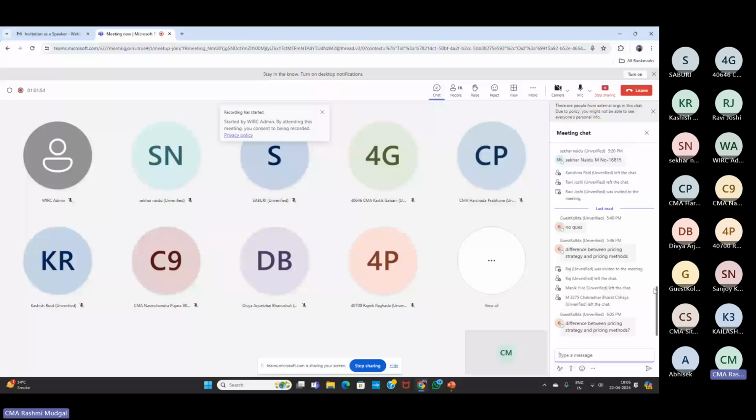See, the difference between the pricing strategy and the pricing method. The strategy comes with so many rules. Pricing strategy comes with so many rules. And the techniques come like, I am taking a technique where I am using the cost plus method. I'm taking a technique where I am making a markup profit.